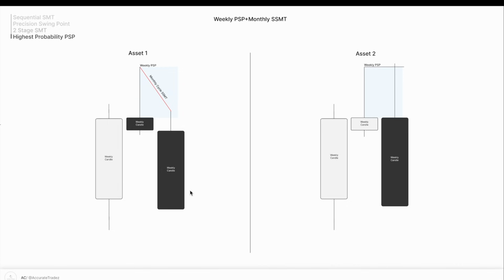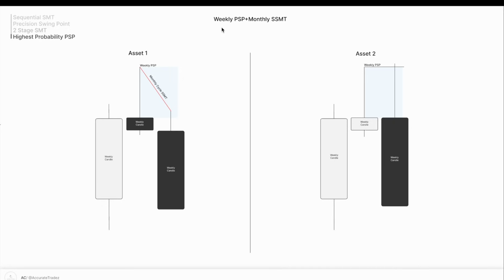Then we have the highest probability PSP sequences and how you can combine sequential SMT and high probability sequences. So right here we have a weekly PSP. So you see how this asset right here makes a bearish close on this swing formation, while this asset right here has a bullish close. So then you expect this asset right here to not take out this high, while this asset right here takes out that high. And why do I use a weekly time frame?